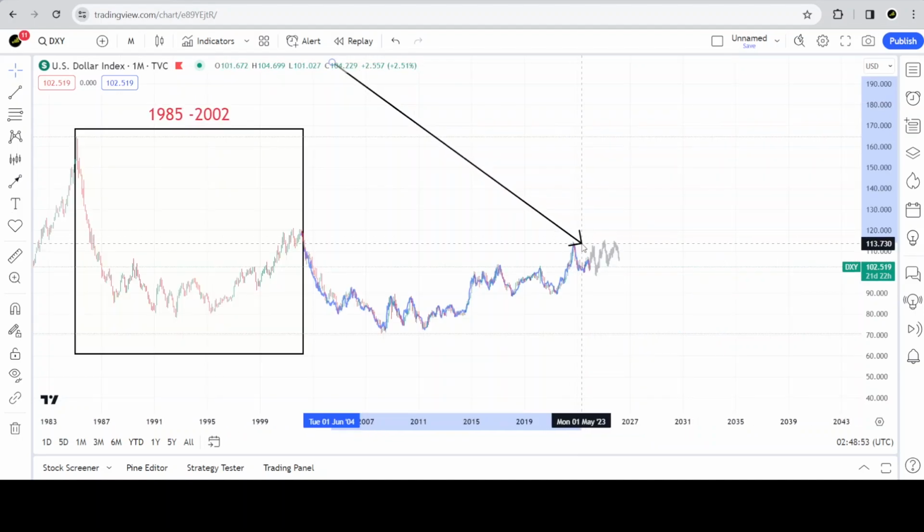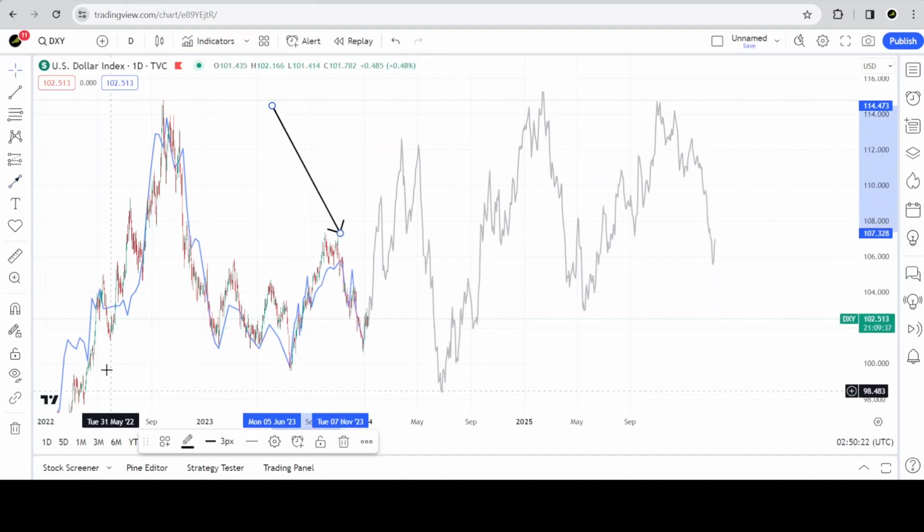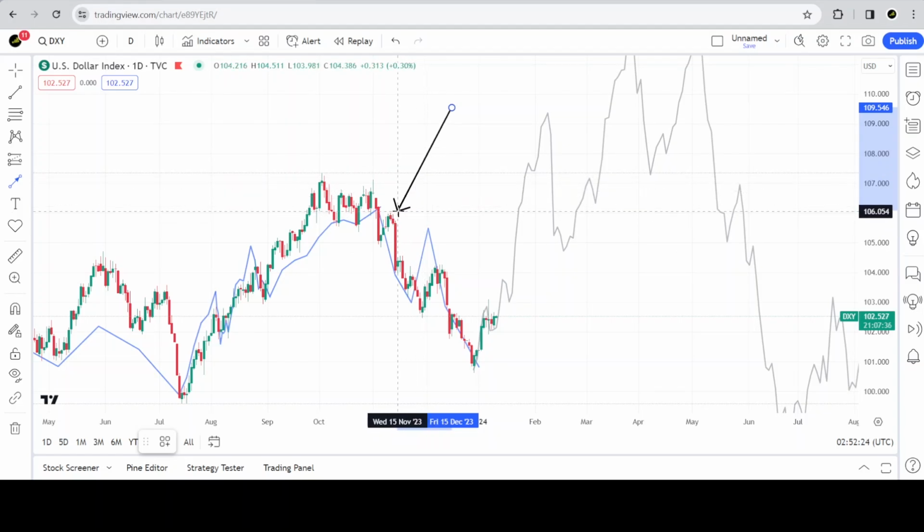So let's zoom in over here and examine what still needs to be accomplished before this structure completes. Here we are zoomed in on a day candle. The blue part is what has taken place. The gray is what is still missing. To be honest, the DXY has been a little challenging as of late, and the reason is, let me zoom in here. Okay, here we are zoomed in a bit more.